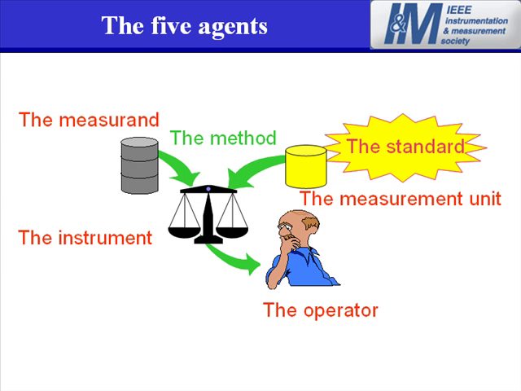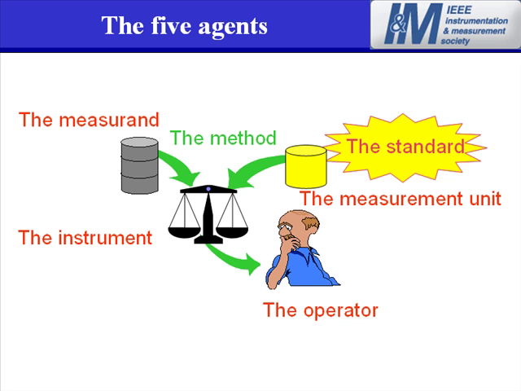Now, if we try to represent this definition in a graphical way, as in this new slide, we realize that the measurement process can be described by the interaction of 5 agents. The measurement, here, that is the quantity under measurement. The standard, here, that is the physical realization of the measurement unit. The method, that is the theoretical procedure we adopt to compare the measurement against the standard. And then the instrument, that is the device that implements the measurement method. And at last, but of course not least, the operator that supervises the measurement process and reads and interprets the measurement result provided by the instrument.